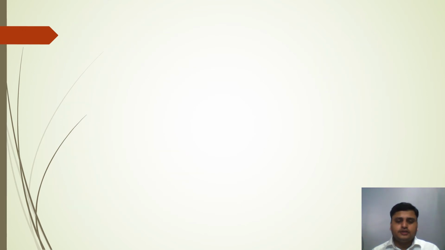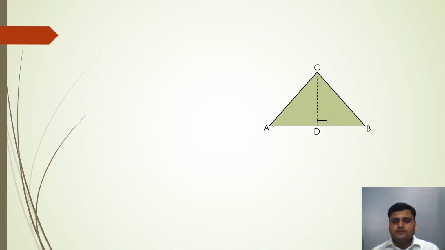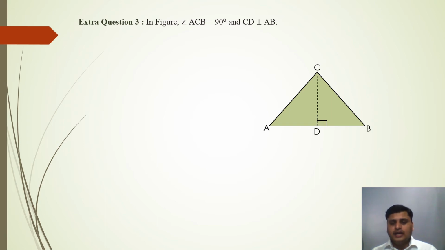How to solve? So this is the figure which is given, and this is the extra question that I have taken, extra question number 3. Now what is asked in this? It is given that this is one figure in which angle ACB is equal to 90 degree and CD is perpendicular to AB. That angle ACB is 90 degree, CD is perpendicular to AB.